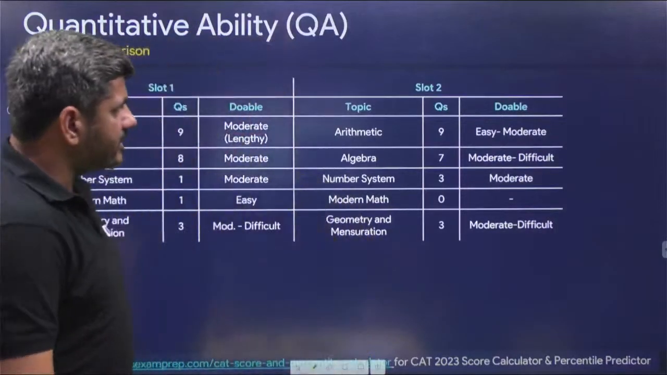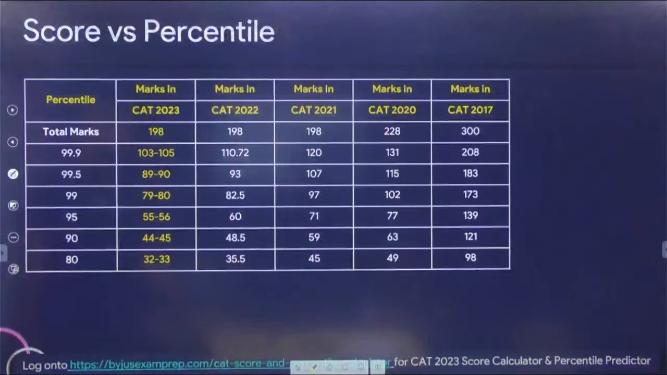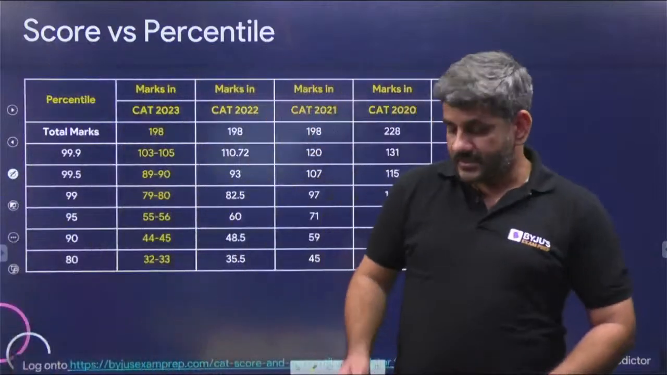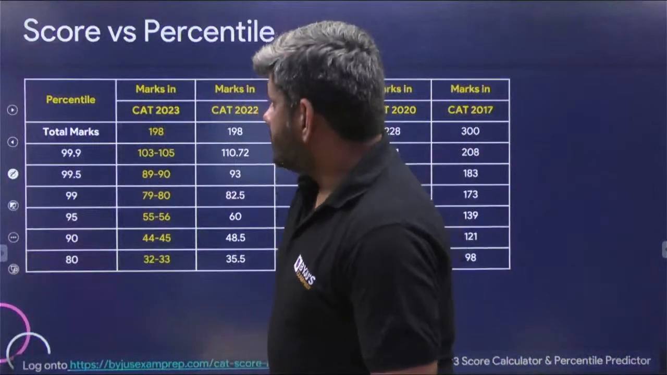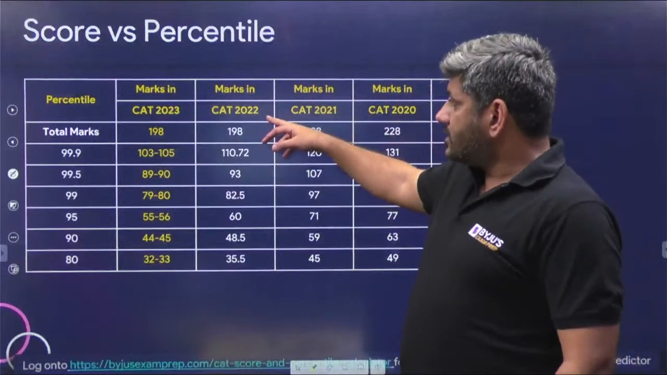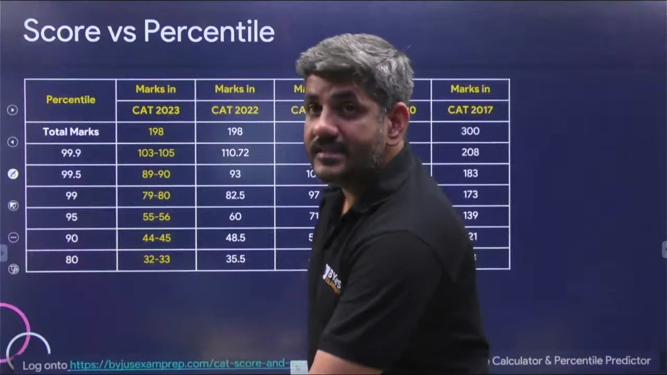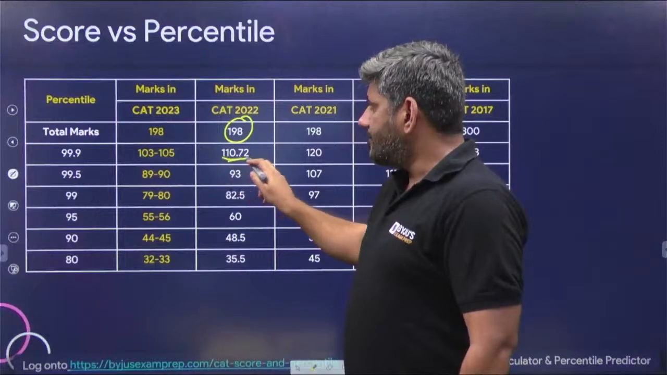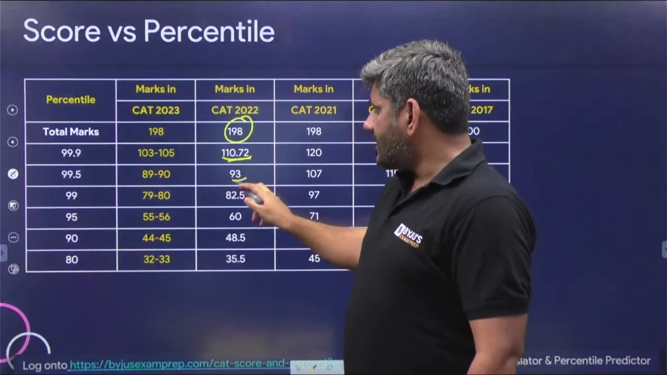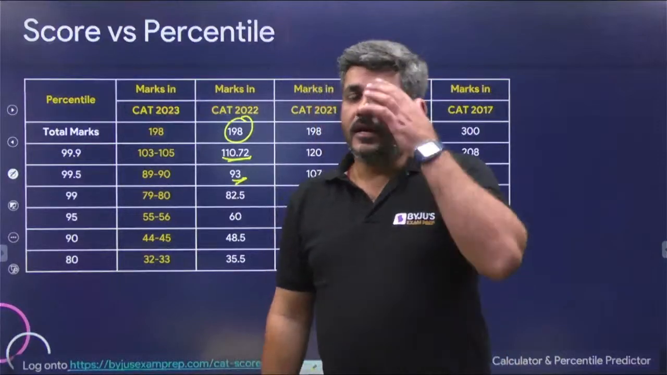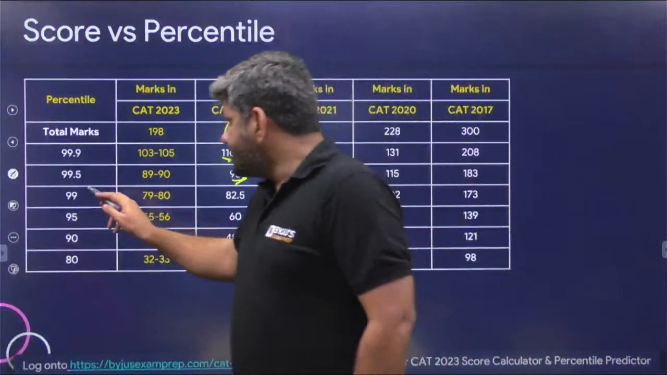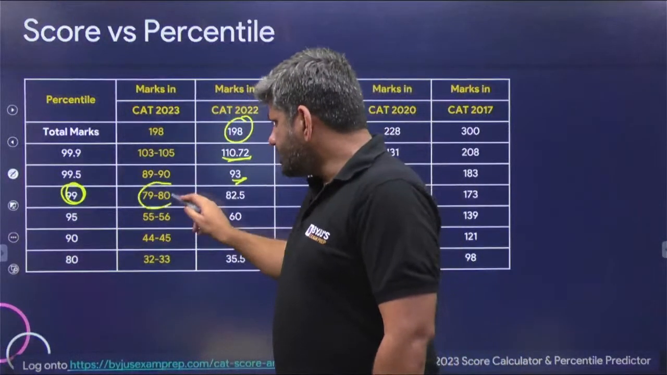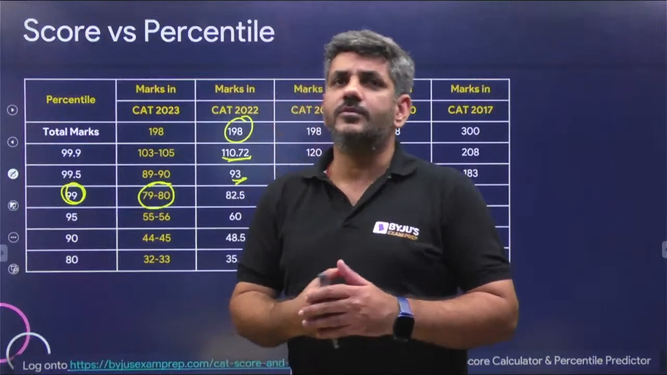So what we feel currently is that these are the score versus percentiles now. What's going to happen this year? This is our idea. In CAT 2022, out of a total 198 marks, which is still the same, last time a person who got 110 had a 99.9 percentile, and at 93 we had 99.5 percentile. Now a good student must be looking for at least a 99 percentile, right? Which we feel this time is going to be just a question lower than that of CAT 2022.